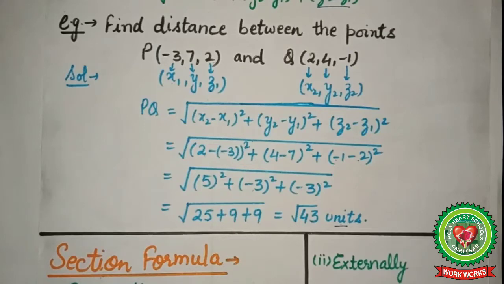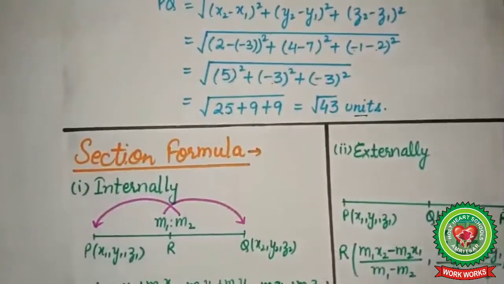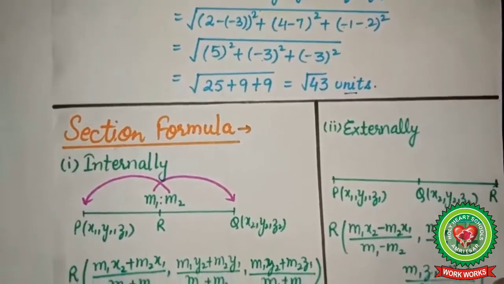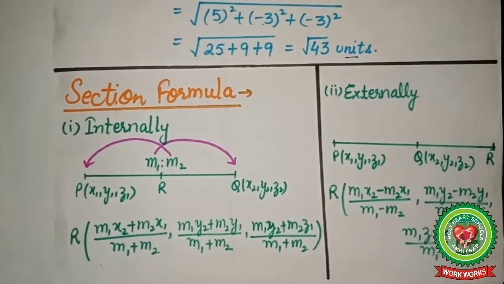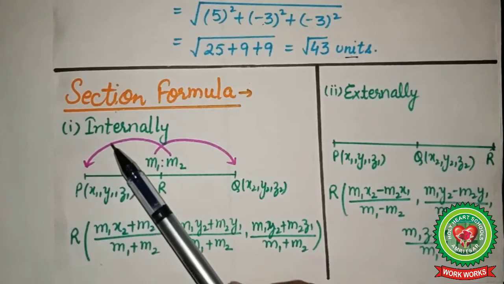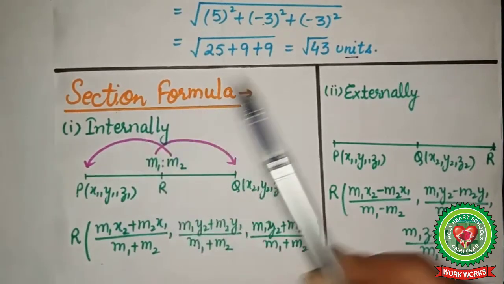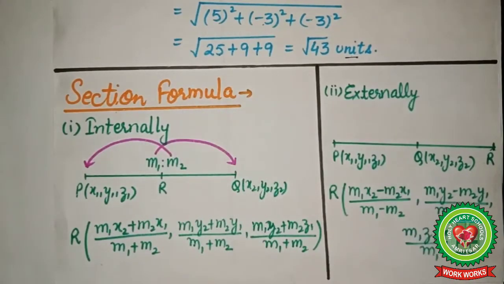Now next formula is there, section formula. We have already done this formula in two-dimensional geometry. So here we will extend this formula for 3 dimension. Now section formula is explained for two type of division, that is internally and externally.